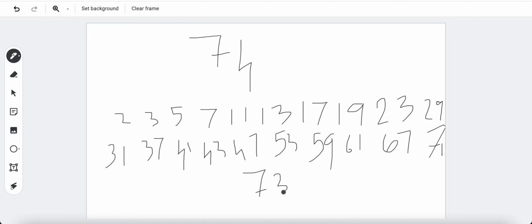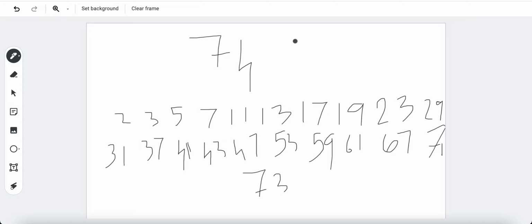So these are the prime numbers. Please forget about any mistakes, as I might have included some numbers which are not prime. So consider these are the prime numbers that are less than or equal to 74.